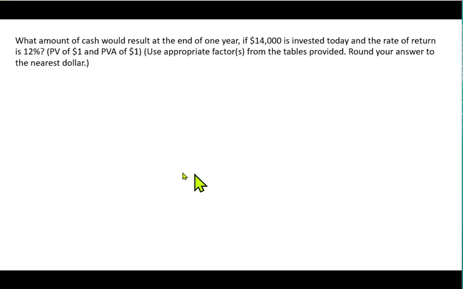Next problem. What amount of cash would result at the end of 1 year if $14,000 is invested today at the rate of return of 12%? And so we know that we're dealing with one lump sum here. There are no equal payments mentioned in this problem. So we're going to use the present value of $1, the present value of a lump sum table value. So here's our table. We'll lay it out like this. The net present value is equal to the expected cash flow times the present value factor.